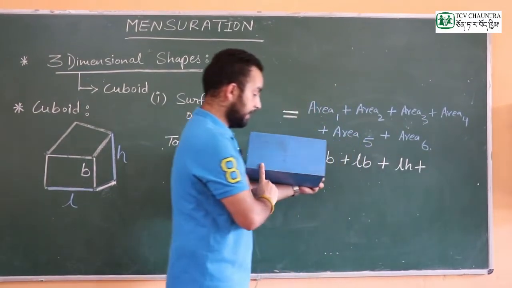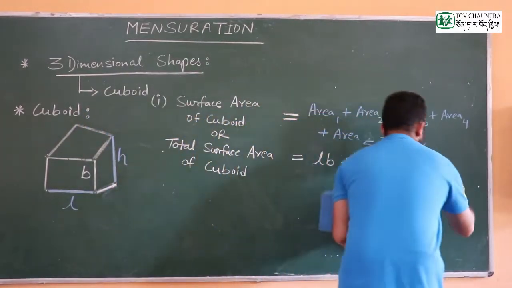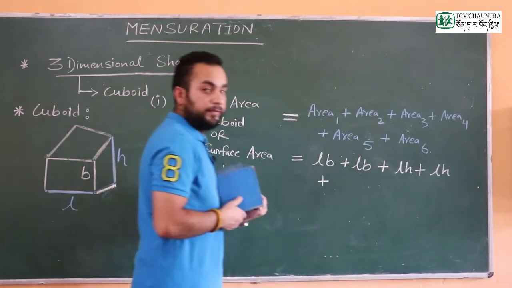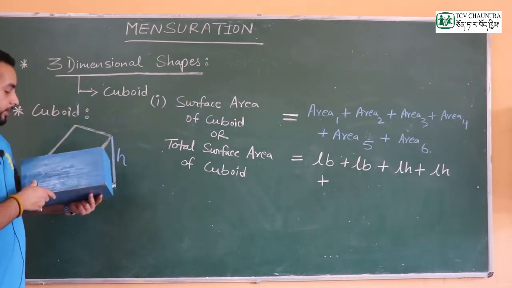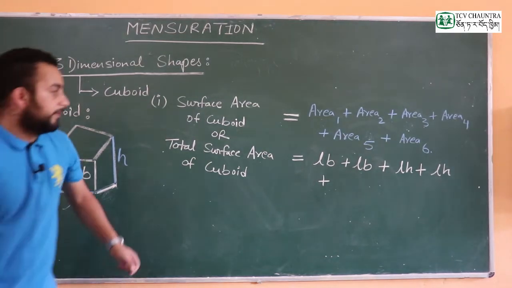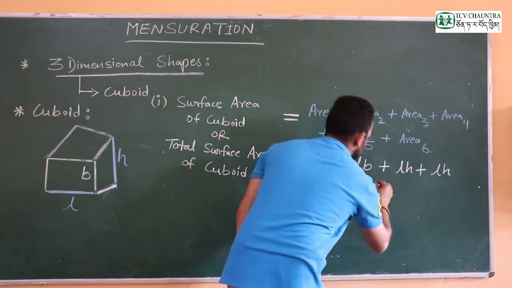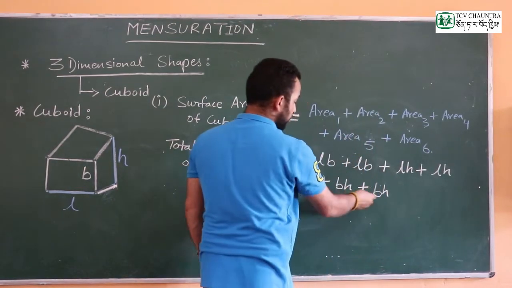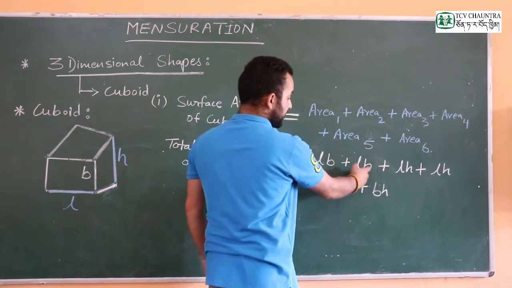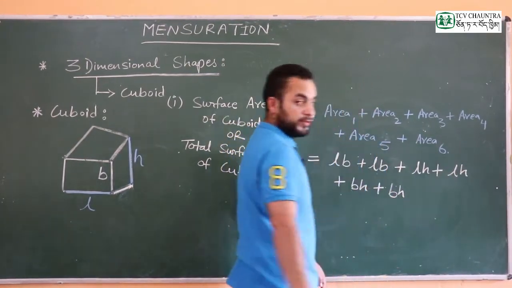Similarly on the other side, length into height is the fourth area, plus the fifth area is breadth into height. In the fifth area we will get breadth into height, and similarly in the sixth area we will get breadth into height. These are opposite faces, so length breadth has an opposite, length height has an opposite, and breadth height has an opposite.